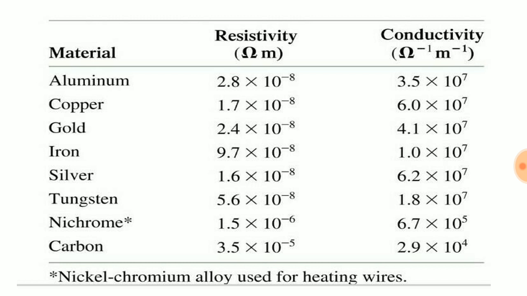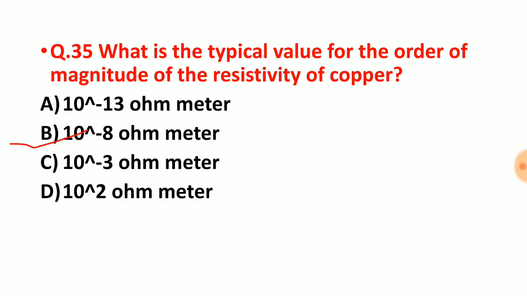Resistivity is generally in the order of 10 to the power minus 8 for aluminum, copper, gold, iron, silver and tungsten. For nichrome and carbon, it is in the order of 10 to the power minus 6 and 10 to the power minus 5. If we take the reciprocal of resistivity, we will get the conductivity. So our correct answer is for copper, 10 to the power minus 8 ohm meter.